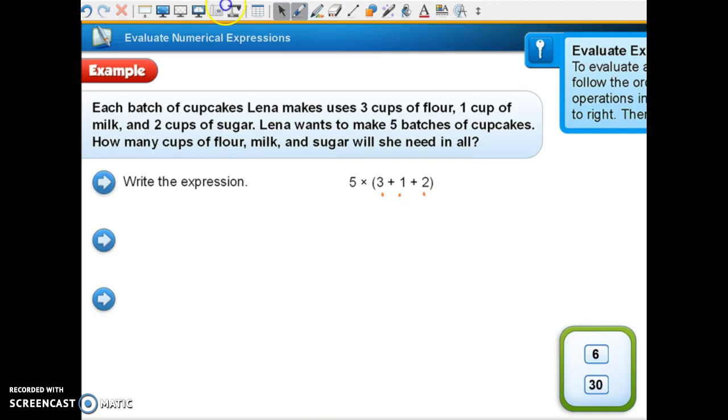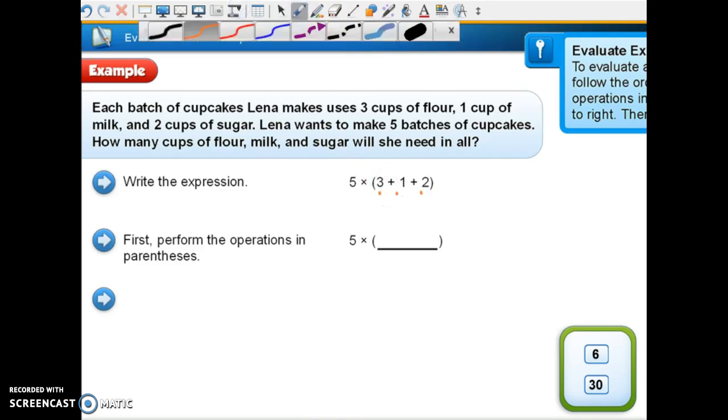So the next step, once we write our equation, is first perform the operations in parentheses. Remember, our order of operations starts with doing what's in parentheses. So 3 plus 1 is 4, plus 2 is 6. So that's what goes in there.